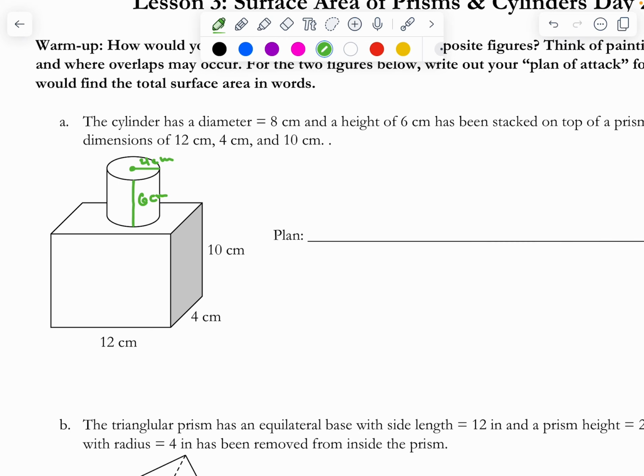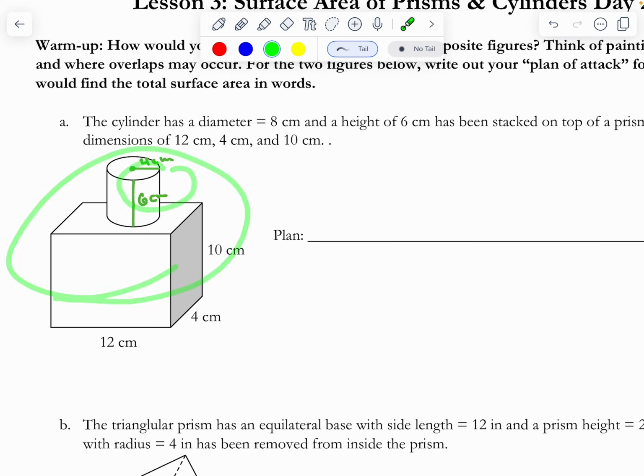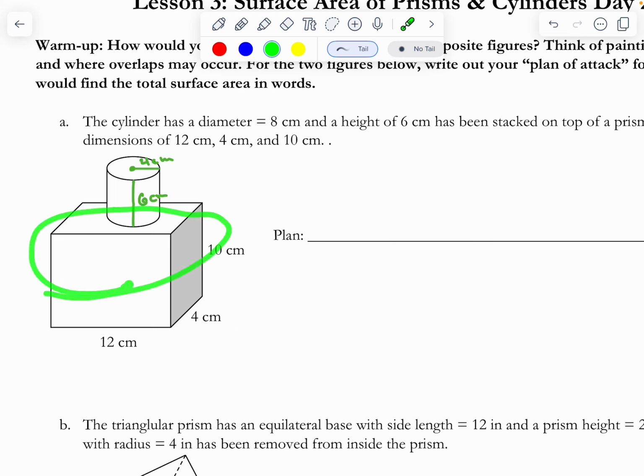Well, obviously we have two shapes, but notice there is an overlap. The overlap is here. Again, think about this as if you were painting something. If I was painting this composite figure, I would really only be painting around here and here and here. We are going to try to paint the base here, right?